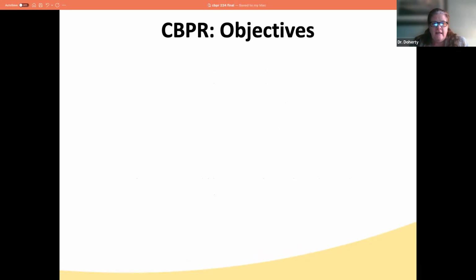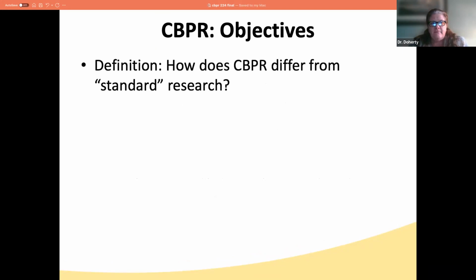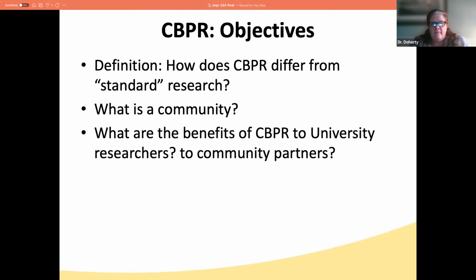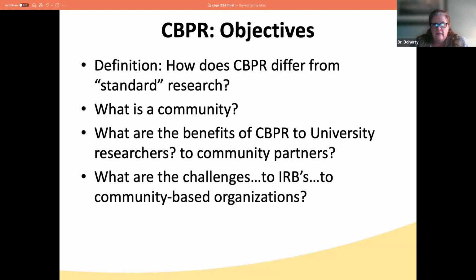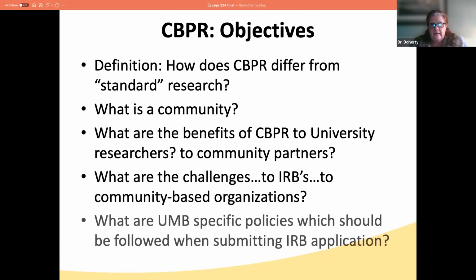So our objectives today as we present: what are the differences between community-based participatory research and standard forms of research? What is a community and how is it defined? What are the benefits of community-based participatory research to university researchers and to community partners? What are the challenges to IRBs and to the community-based organizations? And what are UMB specific policies which should be followed when submitting an IRB application? So we will be covering all that information today.